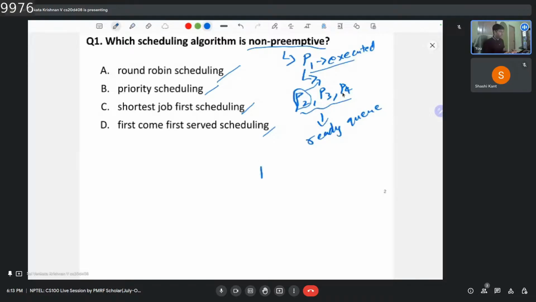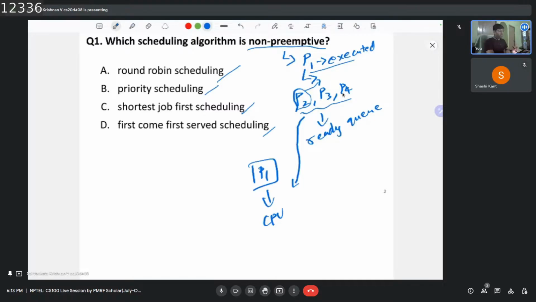So if P1 is currently running on the CPU, no other process can stop the process P1 and get hold of the CPU. So that's non-preemptive scheduling, and the only case where P1 can be stopped is when it voluntarily gives up its time slot, which happens only when it invokes an exit system call, or a terminate system call, or the abort system call. These are the only times that P1 can give up its hold on the CPU. So this is what a non-preemptive scheduler is all about.